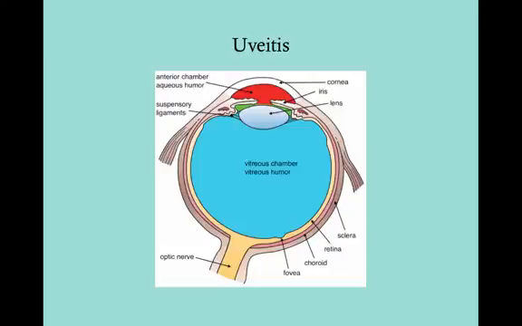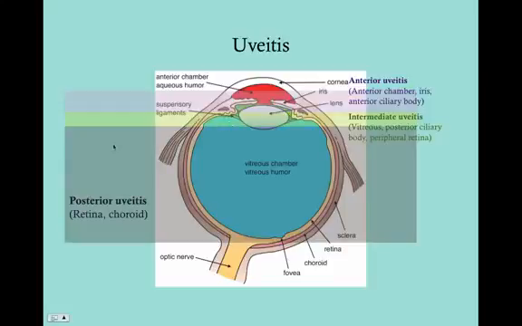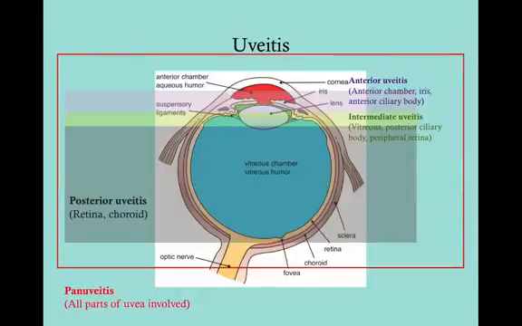Okay, so talking about uveitis. You can have anterior uveitis. Anterior uveitis affects the anterior chamber, the iris, and the anterior ciliary body. There's intermediate uveitis. Intermediate uveitis affects the vitreous, the posterior ciliary body, and the peripheral anterior retina. There's posterior uveitis. This affects the choroid and the retina. And then finally there's panuveitis, and this affects all parts of the uvea.